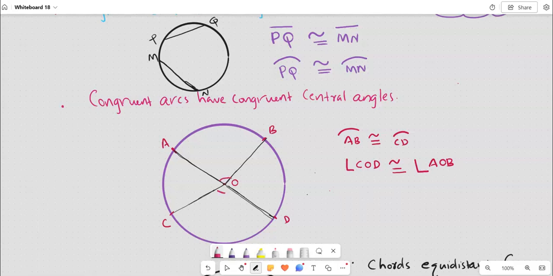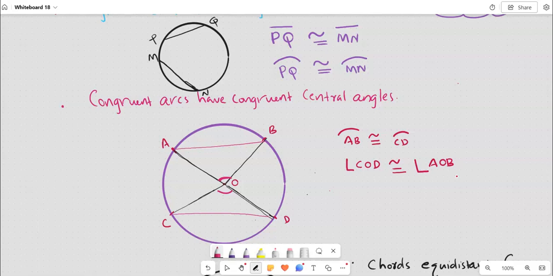If you have those two arcs, arc AB, that means this arc length is the same as arc CD, then these central angles will be the same. Now we can combine all these three statements. The first statement is congruent central angles have congruent chords. So if these central angles are the same, we can say that this chord length will also be the same.